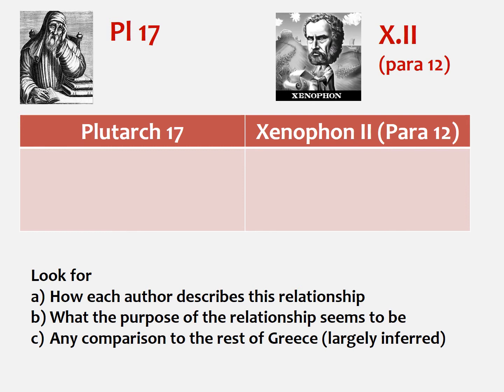So look at how each author describes this relationship. Look at what the purpose of this relationship seems to be. And then if you can, any comparison to the rest of Greece. Now this will largely be inferred, but the important thing as always is that you need to know what the two sources say about this particular practice, as you would with anything. Again, what I would do is highlight any similarities or underline any differences, just so you're clear how they match up. So pause the video, draw your chart, read the passages, and summarise the two views on pederasty.